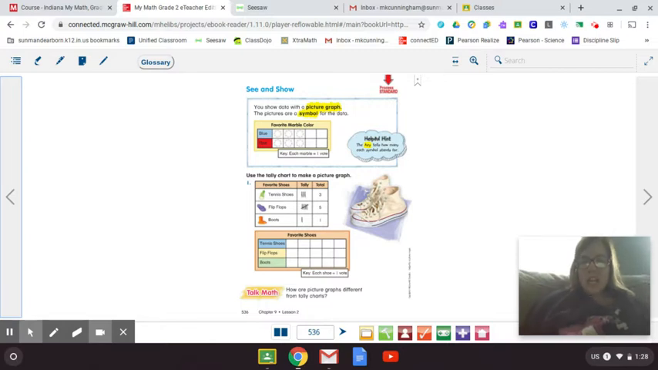Okay, so this says key. The key tells how many each symbol stands for. So this says key. Each marble equals 1 vote. So favorite marble color is either blue or red. You guys remember when we were working on maps, there were keys on the bottom and they represented things. This is telling you that here we're going to have pictures and each individual marble stands for 1.